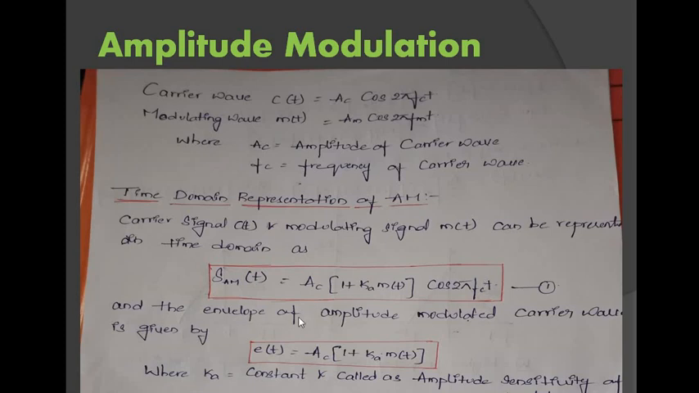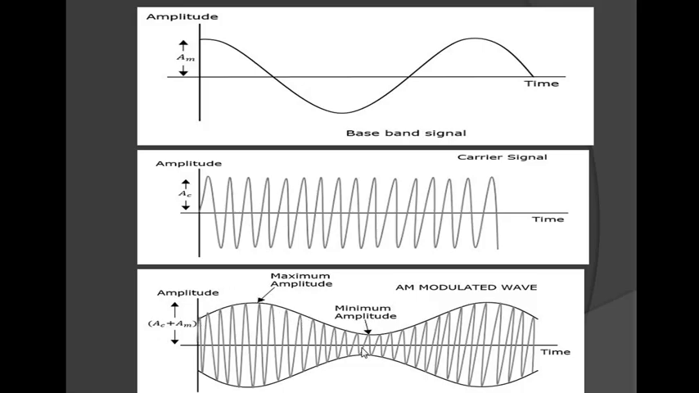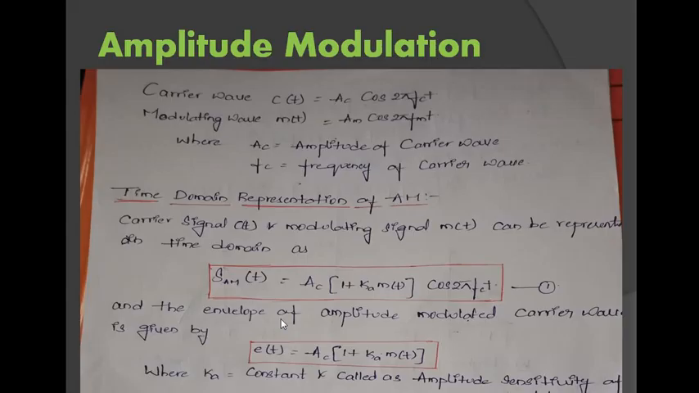And the envelope, I have said, what is the envelope? This whole particular part is called your envelope, and the envelope of your amplitude modulated carrier wave is given as E of t is equal to this whole part, AC of 1 plus Ka into m of t, where Ka is a constant and it is called the amplitude sensitivity. Whatever the amplitude sensitivity present in that is given by your Ka, and that is constant. And the envelope is given as E of t is equal to AC of 1 plus Ka into m of t. I think you are clear with the time domain.